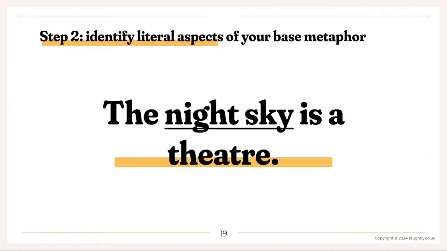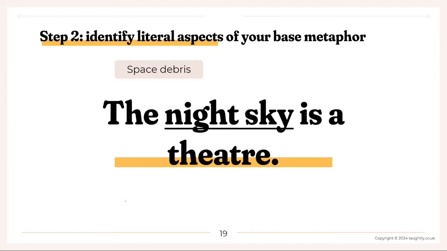The next step now is you need to identify literal aspects of your base metaphor. When I say that, what I mean is what are literal things that you can see in the night sky, so of the thing that we are describing. Remember before I said we've got clouds, we've got stars, we have got the moon, we've got planets, and so on and so forth. So have a think, what literal things could you describe in the night sky? Because whatever your base metaphor is, we're all doing the night sky is a something. So we all need to think now, what are literal things in the night sky? Okay, and let's go through.